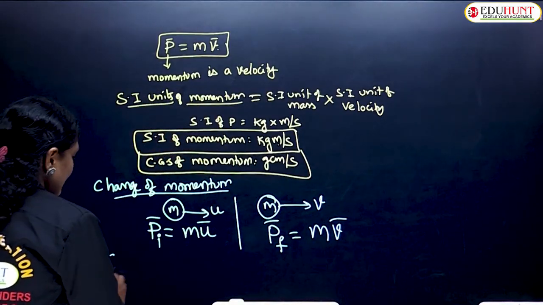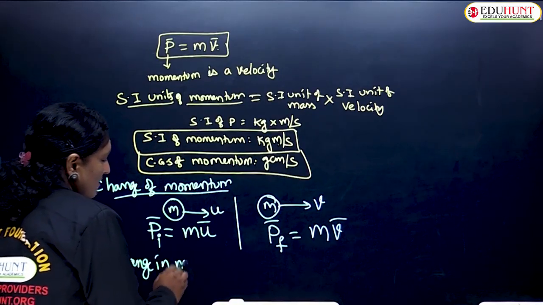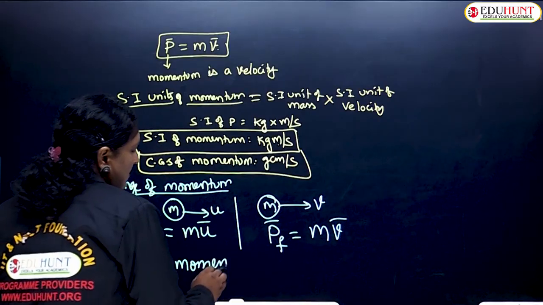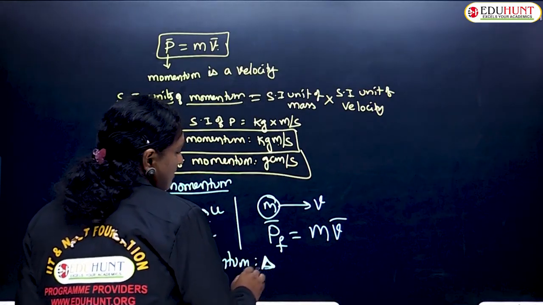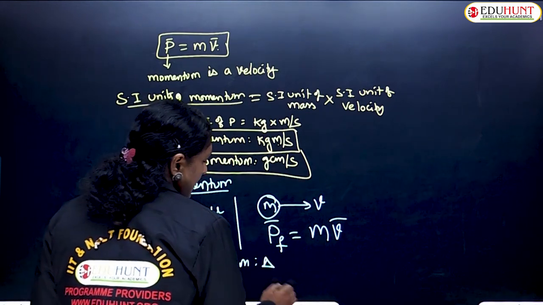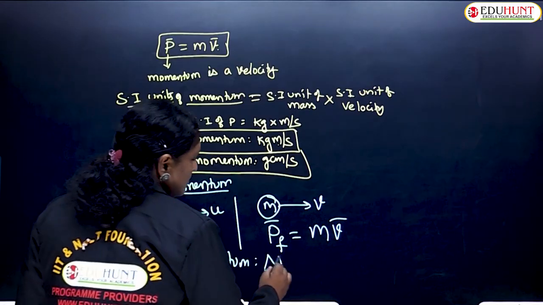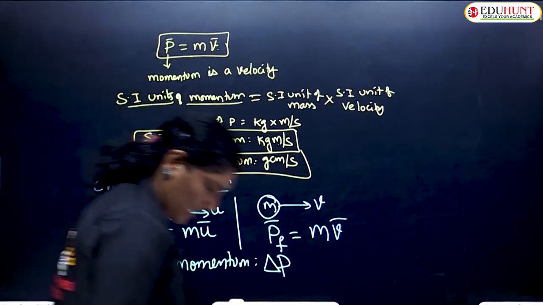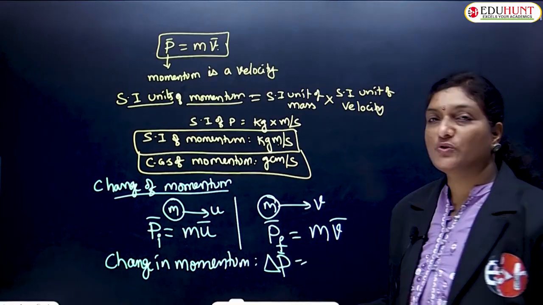Now, in order to understand the change in momentum, the symbolic notation is delta. Change is always indicated with the letter delta, like this, children. So change in what? Change in momentum, delta P.